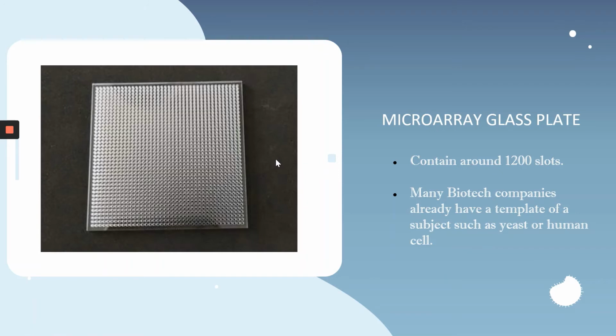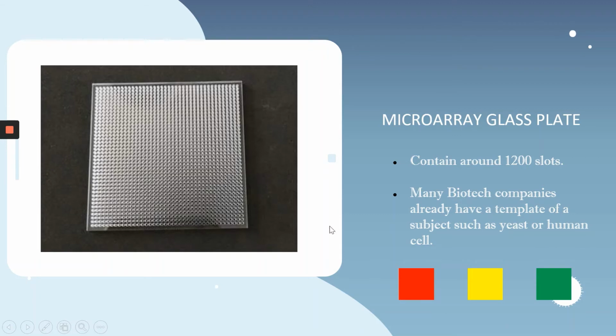In these modern days, many biotech companies already have a template. Let's say I want to do an experiment on a monkey, or maybe a simpler version, a rat. Make it simple. Biotech companies already have the template, so I just buy these glass plates to make it easier for me to do my experiment.